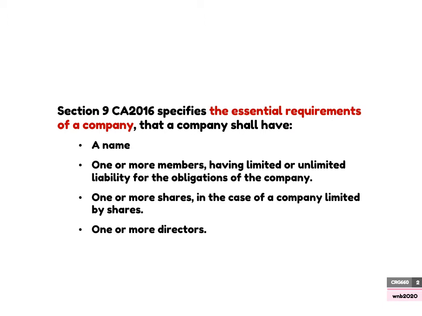The fourth item here is director. So kena tengok balik, kalau kita nak buka private limited company, the requirement we should have on at least one director. But if we are going to incorporate a public limited company, the requirement it is that we should have at least two directors. So ini basic requirement untuk sebuah company.